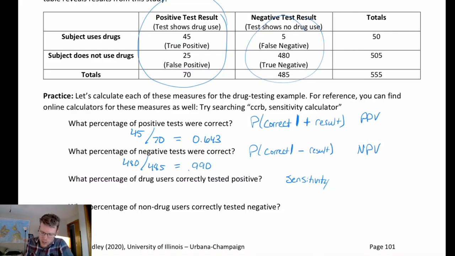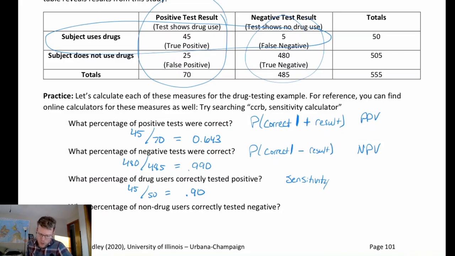So then I'm going to look here at this row now. This is going to be the people who really have the condition, the people who really use drugs, what percentage of them correctly tested positive? It's going to be 45 out of 50, which is just an easy 90%, right? 0.90. So 90% of people who really did drugs correctly tested positive.